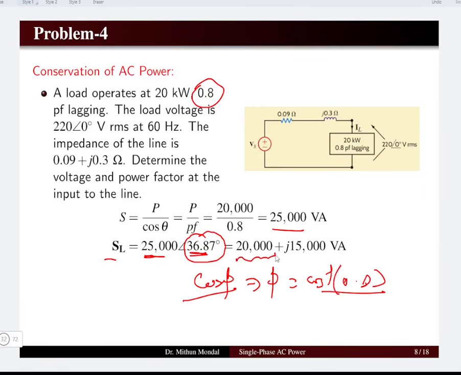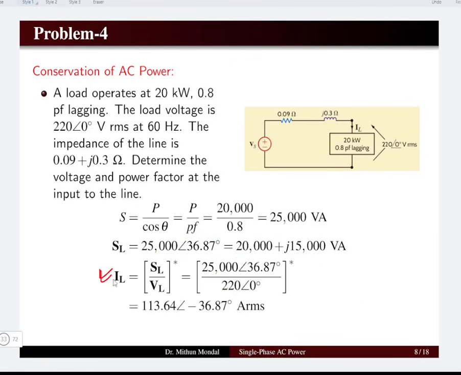So I get the real part as the real power and the imaginary part as the reactive power, because the complex power is given by P plus jQ, that is, the real power and the reactive power. Now the current is the ratio of the complex power and the voltage conjugate. The complex power we have obtained is 25 kVA angle 36.87. The voltage of the load is given as 220 angle 0. We have to take the conjugate because of the current. So it gives 113.64 angle minus 36.87, and that is also the RMS current.